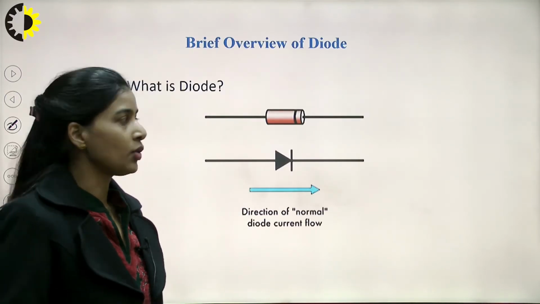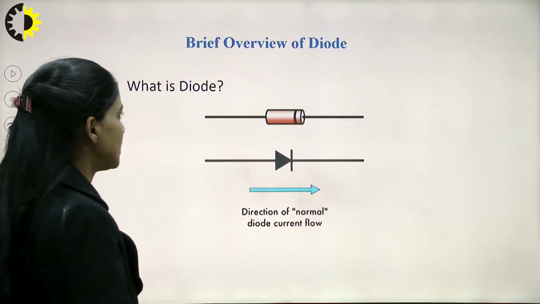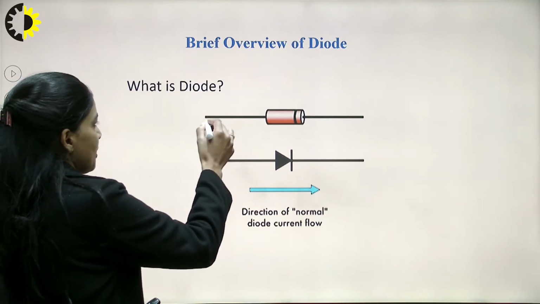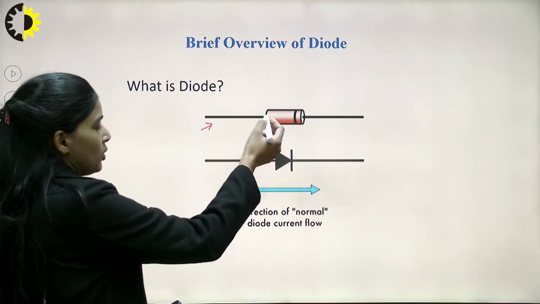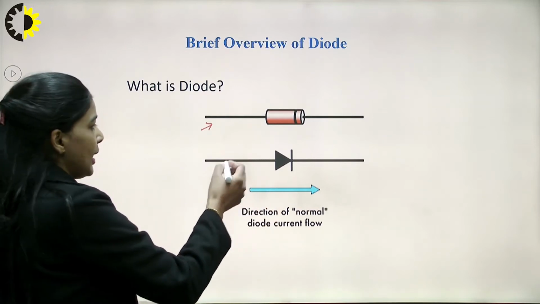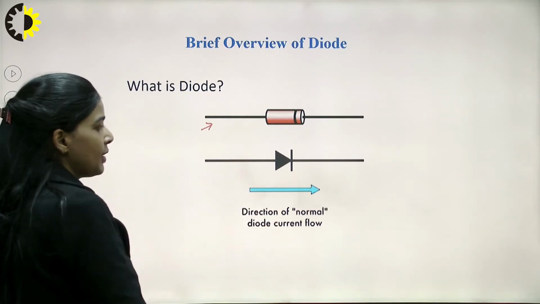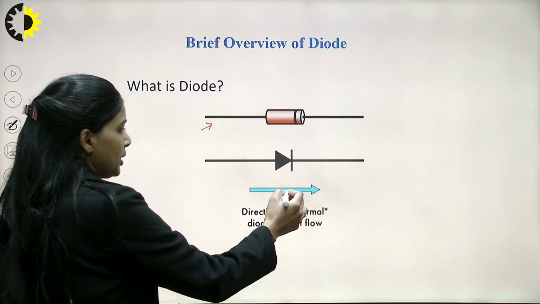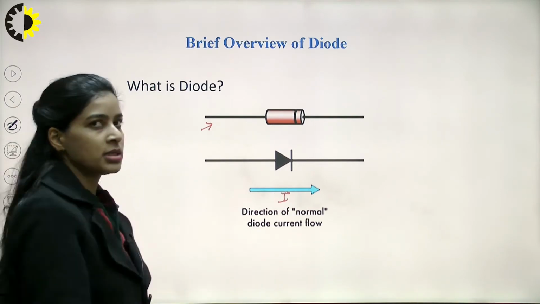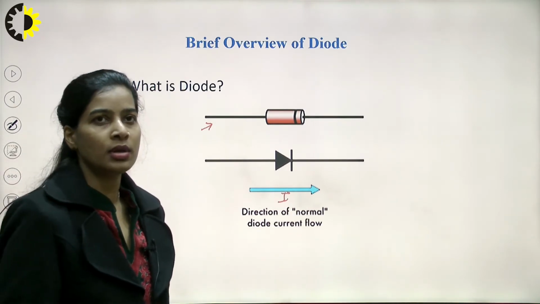In this figure you can see the first one is the physical representation of the diode. A diode looks like this, and the second one is the symbol of the diode, and this arrow shows the flow of current inside the diode.